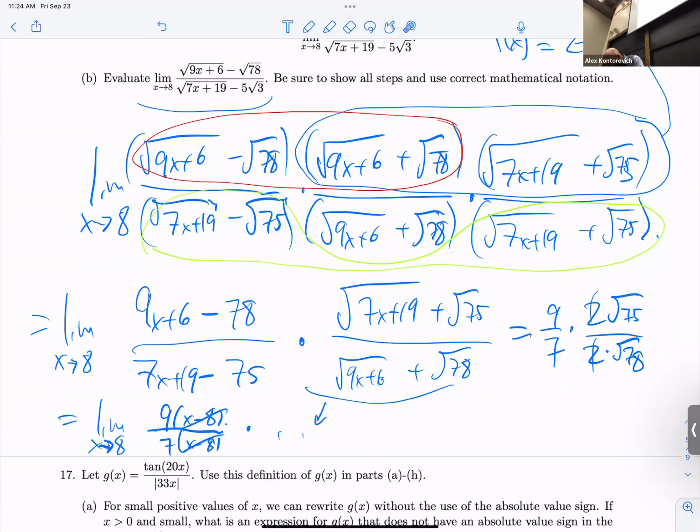Where did I get what? X minus 8. Here, I'm factoring the numerator. So this is 9x minus 72. And 72, if I pull out a 9, 72 is 9 times 8. Does that make sense? So I factor the numerator to get this. Yeah, exactly. I did 6 minus 78 is negative 72. And I did 19 minus 75 is negative 56. So far, so good? We might be able to get through all of them. Let's go. Any questions?